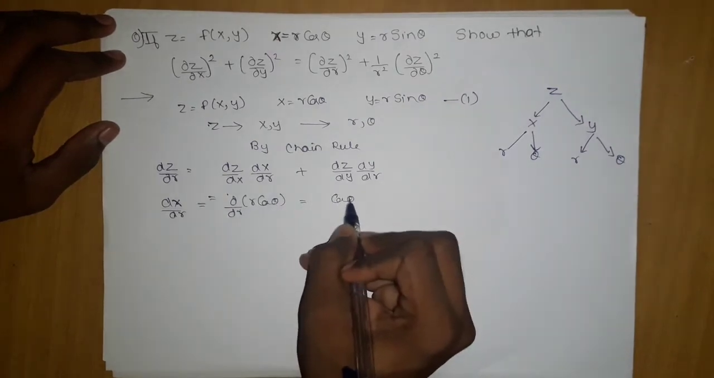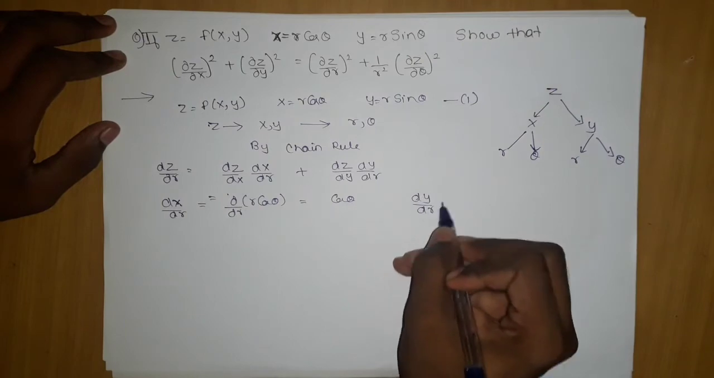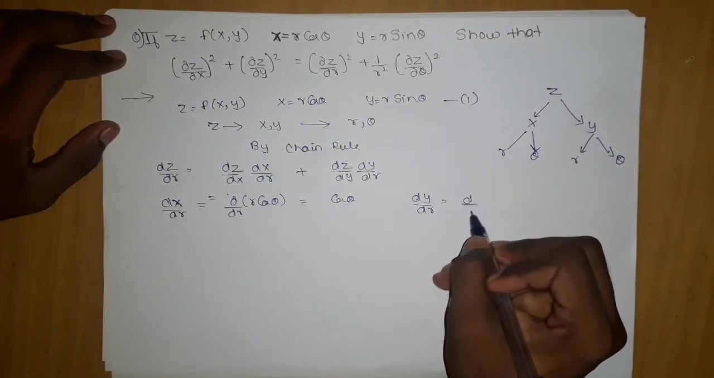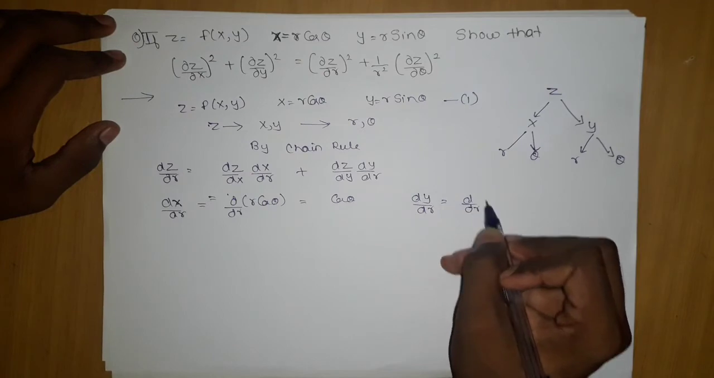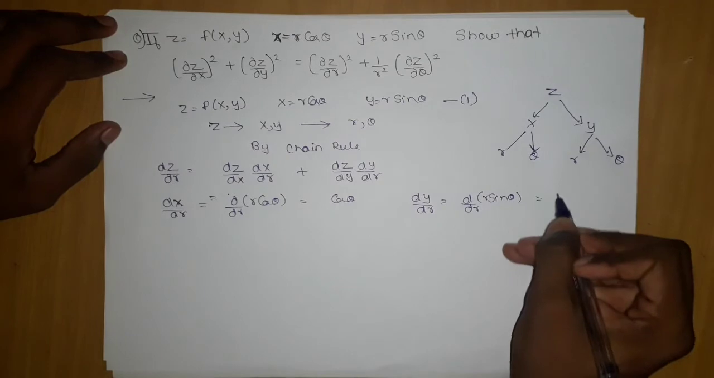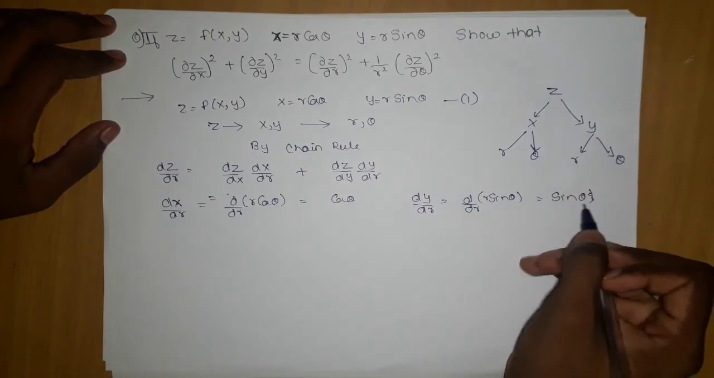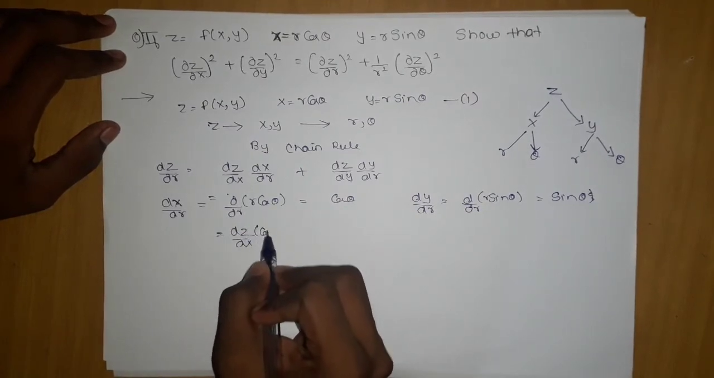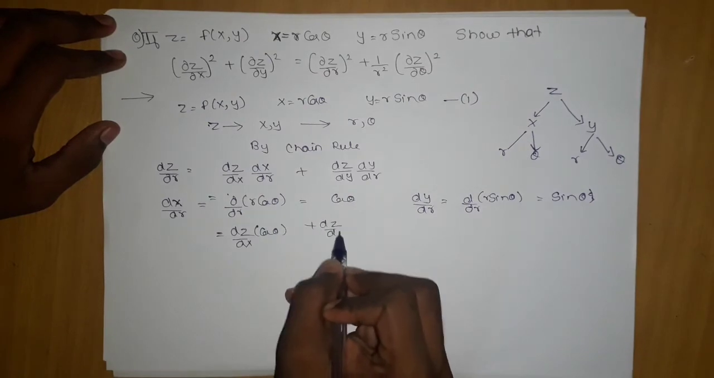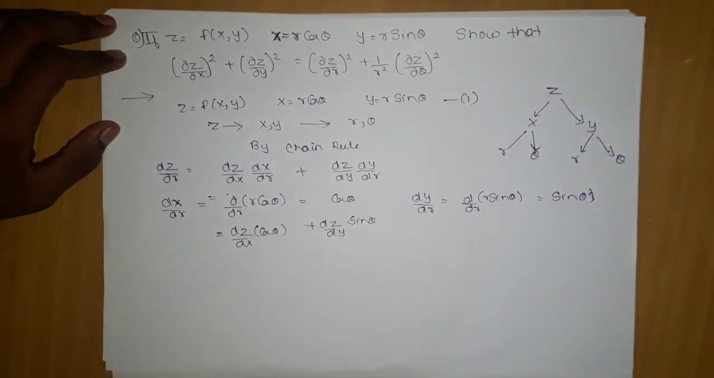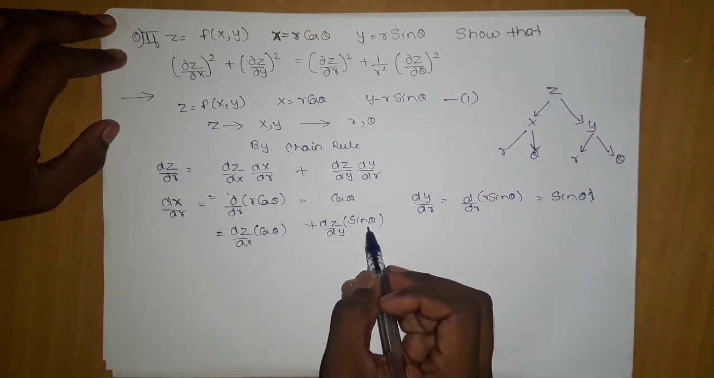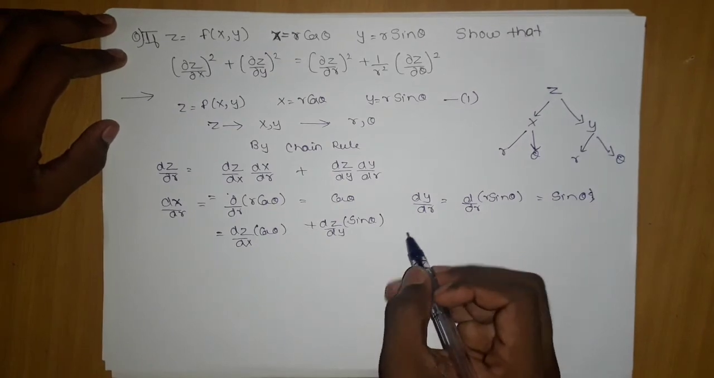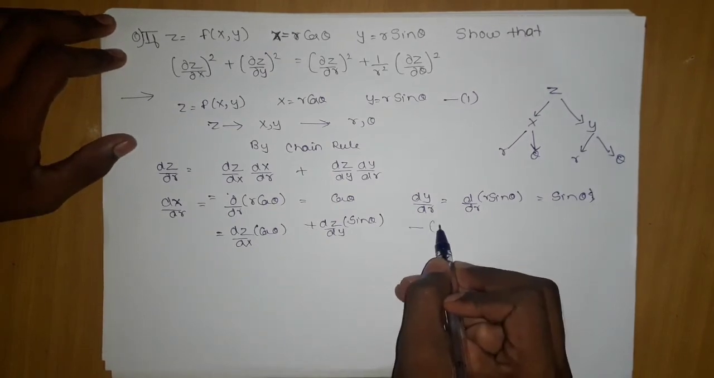Which is nothing but cos theta. Dou y by dou r is nothing but dou by dou r into r sin theta, which is sin theta. Dou z by dou x is cos theta. Dou z by dou y is sin theta. Right? What we can do here, we are getting this value. Just keep it for the timing now as it is. We will see what we can do in the next.